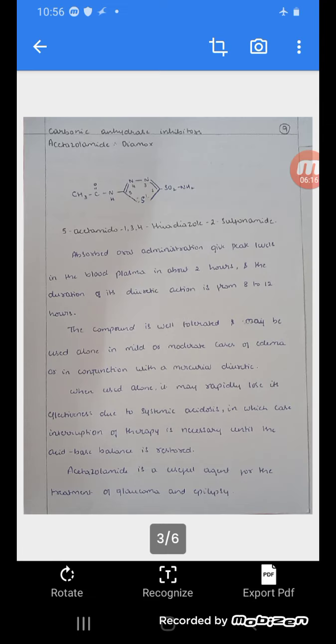Coming to carbonic anhydrase inhibitor, an example is acetazolamide. When the drug is taken orally, it reaches a peak level in the blood plasma in about 2 hours and the duration of its diuretic action is 8 to 12 hours. It is used alone in mild to moderate cases of edema or in conjunction with the mercurial diuretics. Acetazolamide is a useful agent for the treatment of glaucoma and epilepsy.